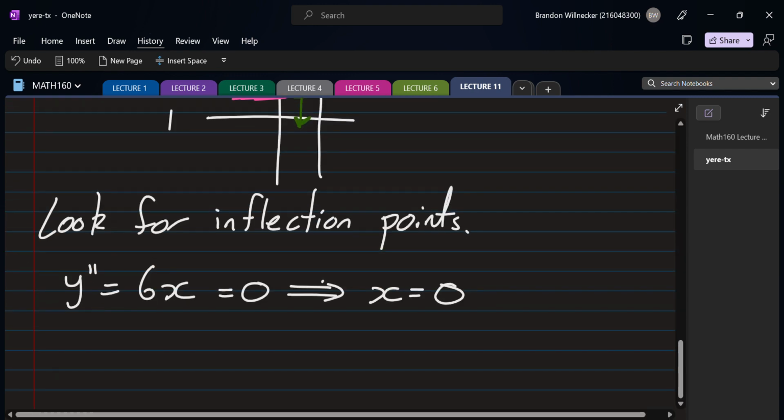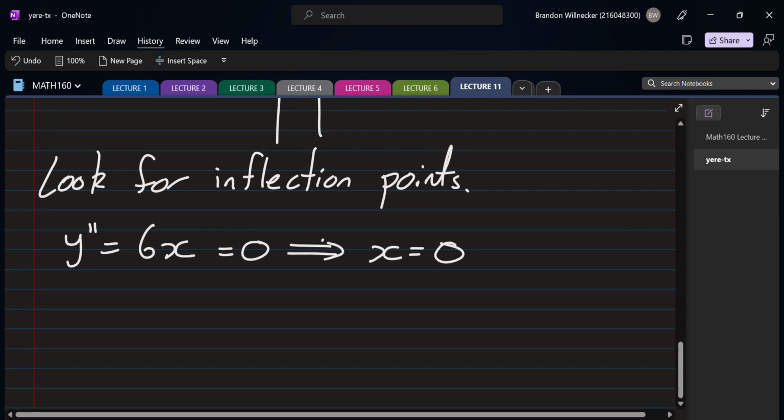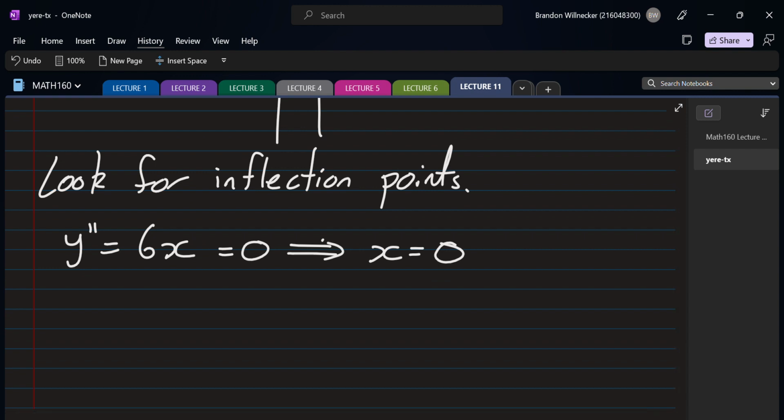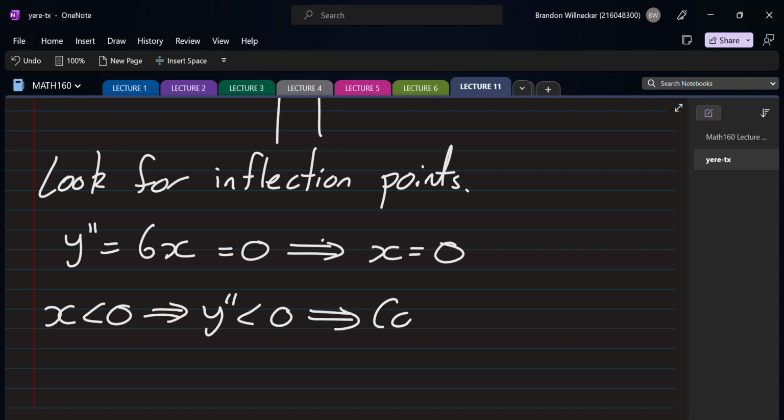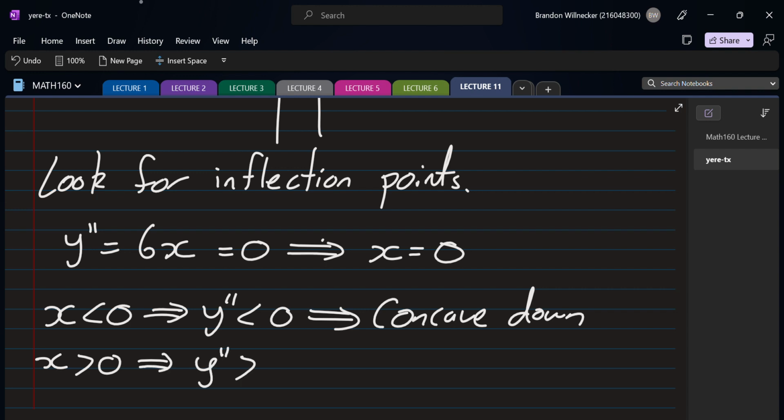That's where it changes from one concavity to another. But what does it change from, and what does it change to? Well, y double prime, that's the concavity, is equal to 6x. So if x is less than 0, the double derivative will be negative, so it will be concave down. When x is less than 0, y double prime is also less than 0, which means it's concave down. If x is greater than 0, then y double prime is also greater than 0, and that means it's concave up.